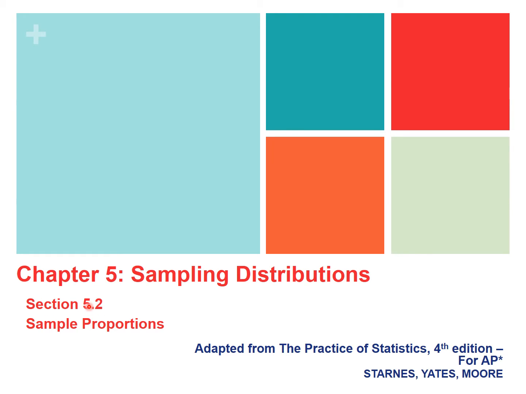Okay, so in the last section of Chapter 5, in Section 5.1, we talked a little bit about sampling distributions and about biased estimators, unbiased estimators, and just a general idea of what the difference was between a sampling distribution, distribution of a sample, and distribution of a population. In this specific section, we are going to specifically talk about sample proportions.